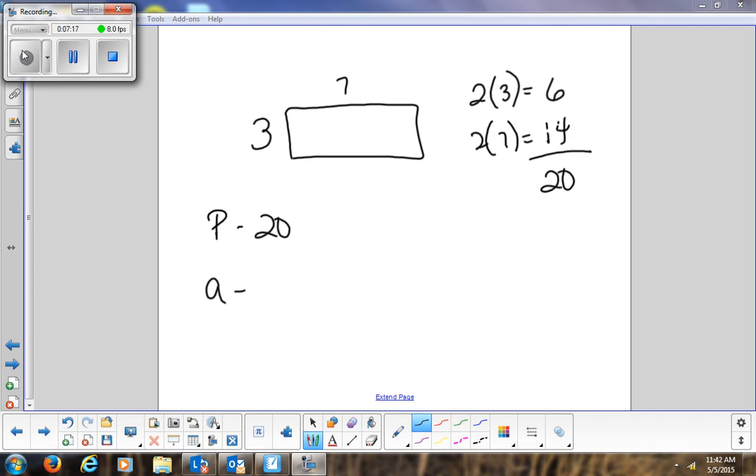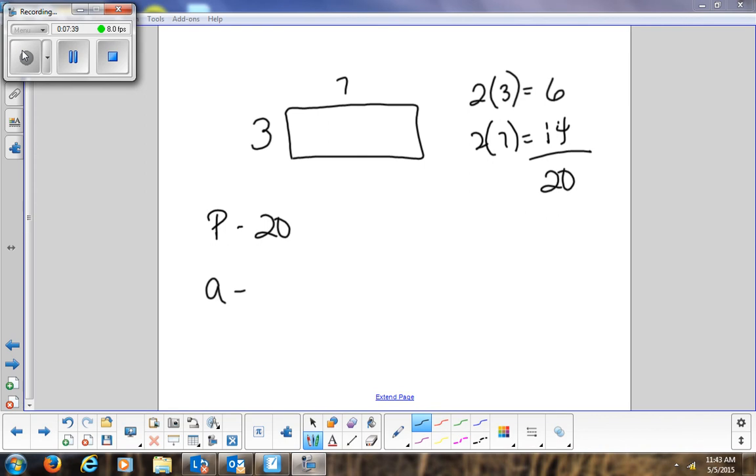Oh. You can do this. Look. If it's just 21. If it's just, look. So you can do 2 times 10 because 3 plus 7 equals 10. And then you can do 2 times 10 and you'll still get the same answer.